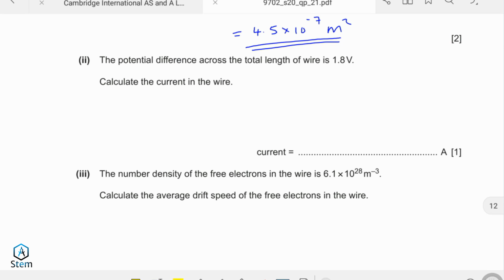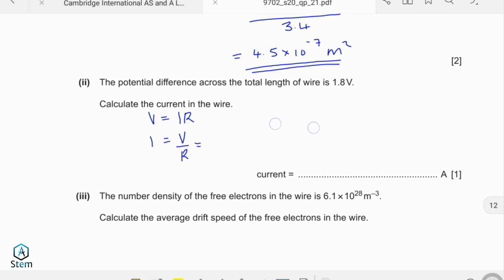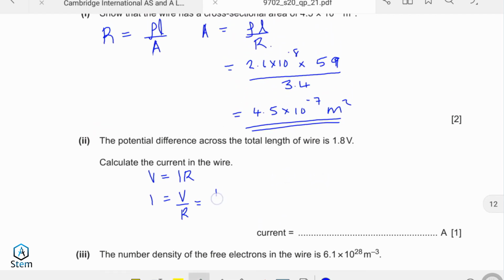The potential difference across the total length of the wire is 1.8 volts. Calculate the current flowing in the wire. Alright, from V is equal to IR, I would be equal to V divided by R. If we substitute the data that we are given, 1.8 for voltage and 3.4 for resistance, and punch into your calculator, you will get 0.53 amps. That is the current which is flowing in our wire.